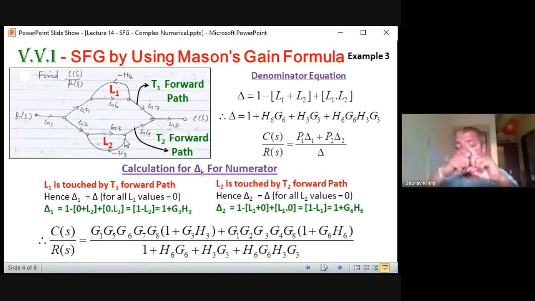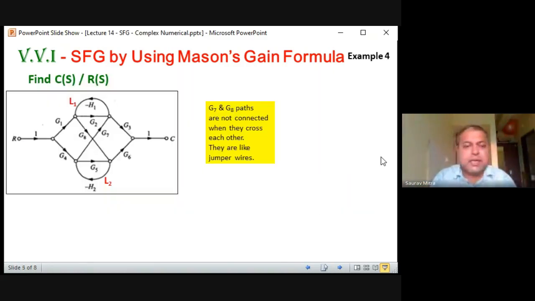And that crossing point is not touching each other. It's like a jumper in the circuit. So maybe it is called G7 and G8. We are going to connect these two diagonals. One has a gain of G7, the other will be called G8, and they cross like this, not touching each other. So that will be our next numerical.